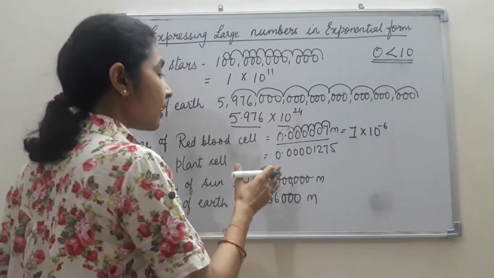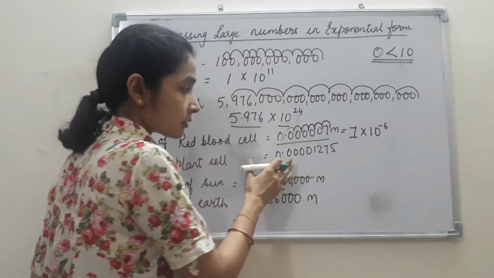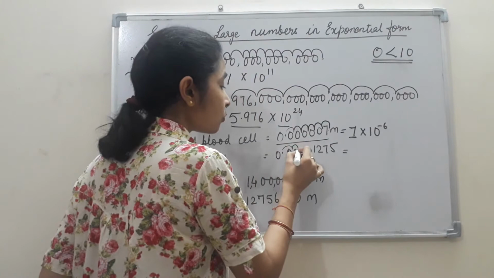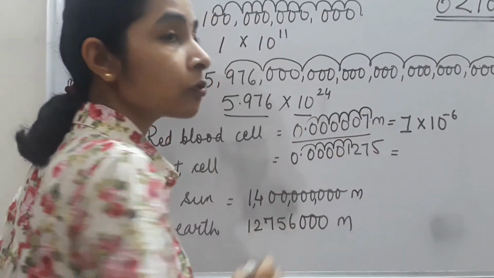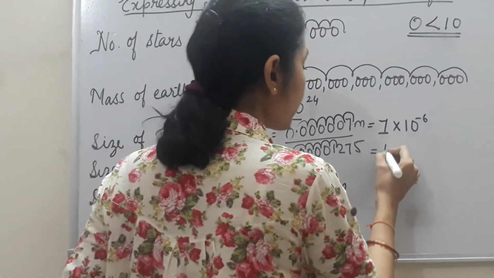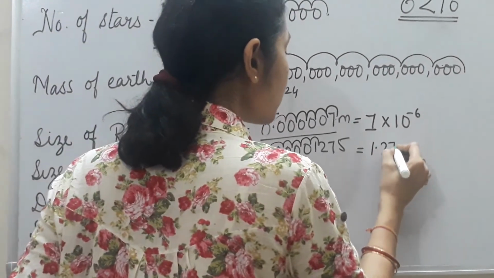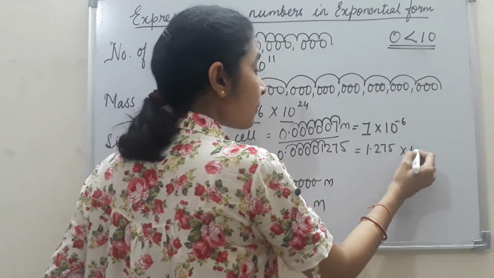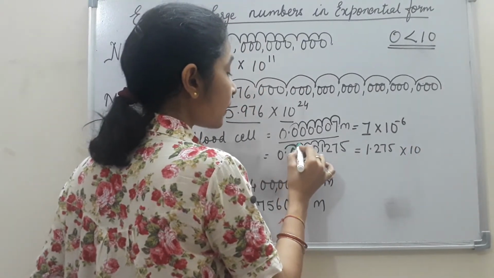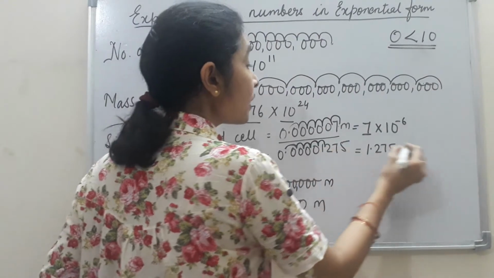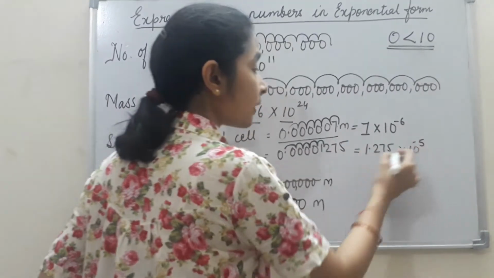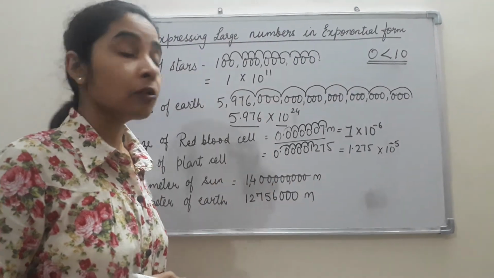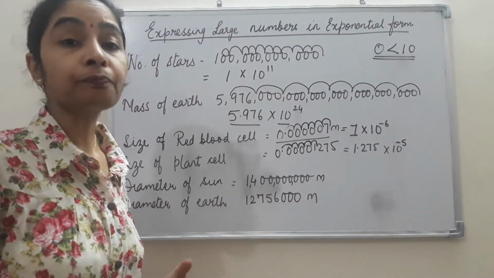Now if I am asked to express this number in the standard form, then how will I express it? Where should this decimal go? 1, 2, 3, 4, 5. It should go after 1. So it will be expressed as 1.275. Now 10 raised to the power what? How many places did we shift? 1, 2, 3, 4, 5. So 10 raised to the power minus 5. So that is the standard form.